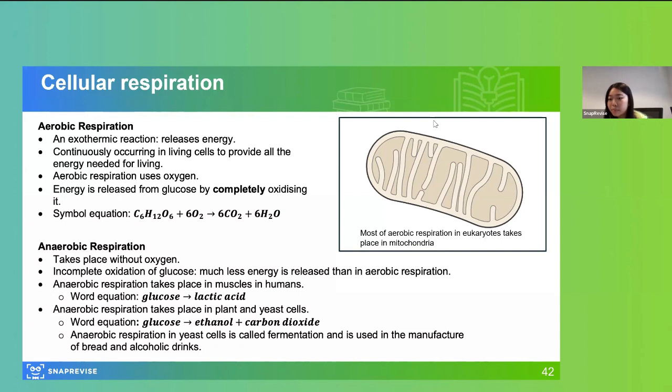One thing to also point out: aerobic respiration in eukaryotes takes place in the mitochondria. Sometimes they do ask you where it takes place, so that's something to keep in mind. It is in the mitochondria. Most of aerobic respiration happens there, and this is only in eukaryotes. That's just something to point out.